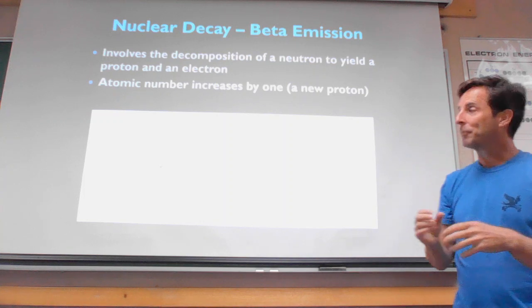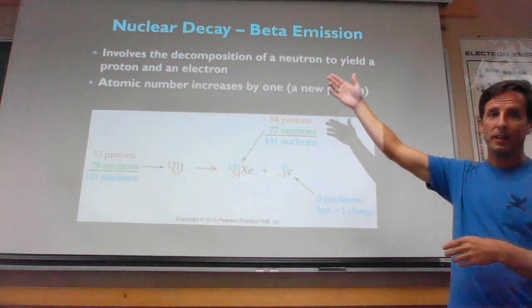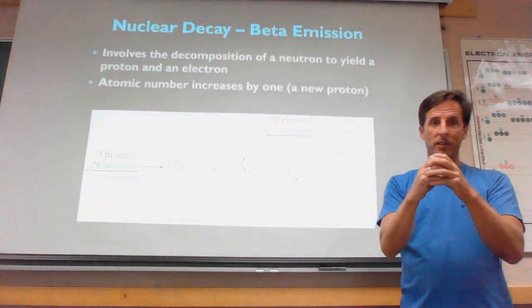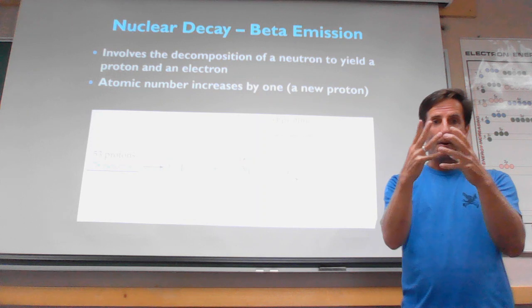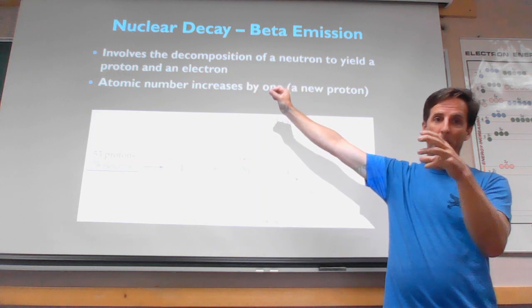So what happens in a beta decay or a beta emission is that one of the neutrons will spontaneously just break apart. The electron flies out of the nucleus, but the proton stays.